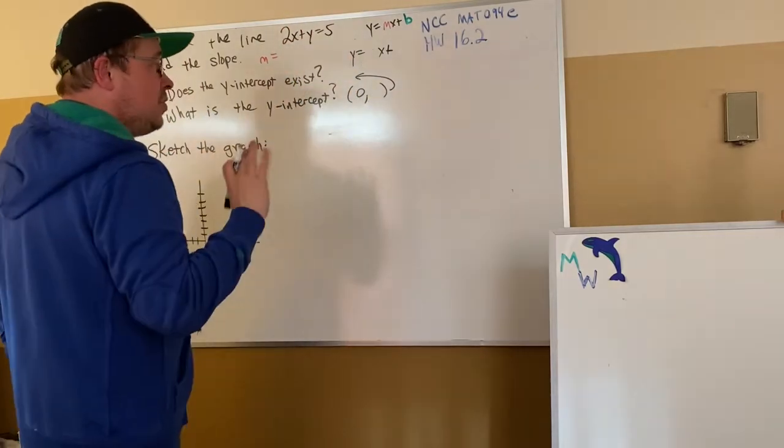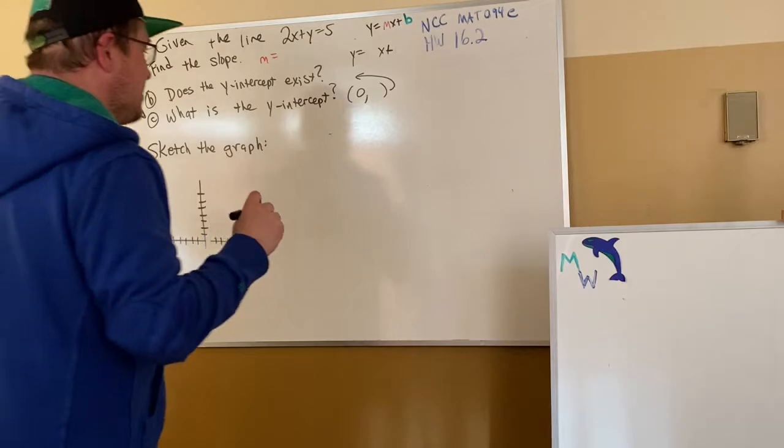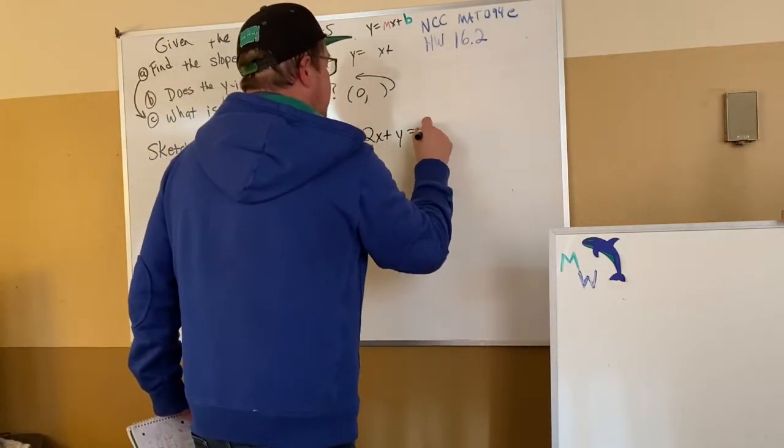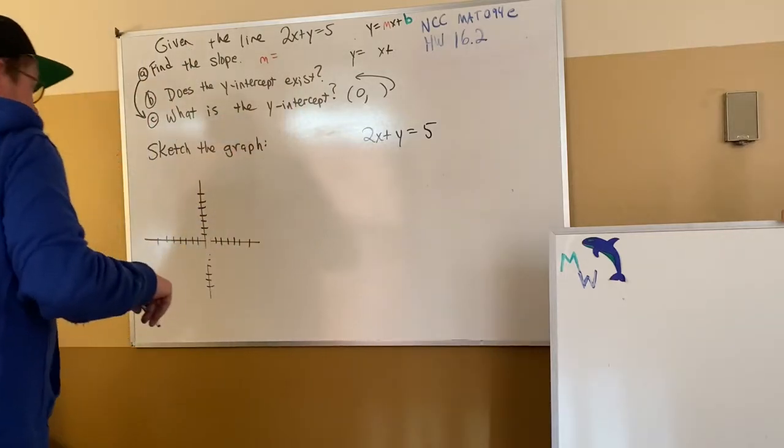That's what they tell me. That is the equation of a line. It's not the equation exactly the way we're used to dealing with it: 2x plus y equals 5. We've got to isolate the y.